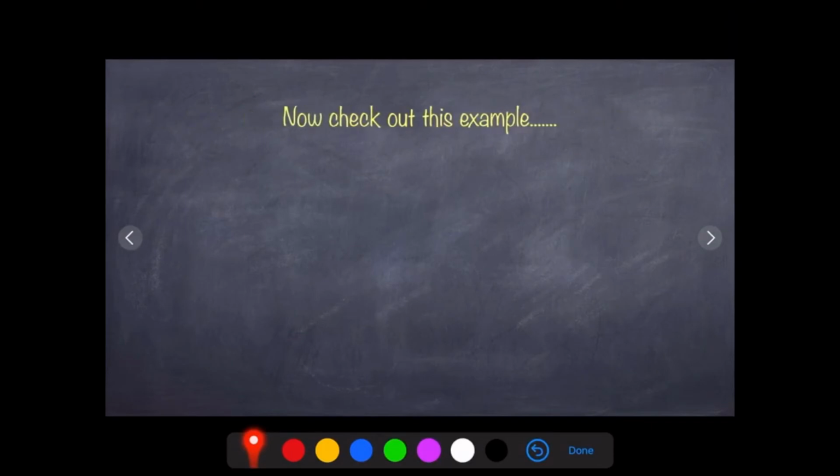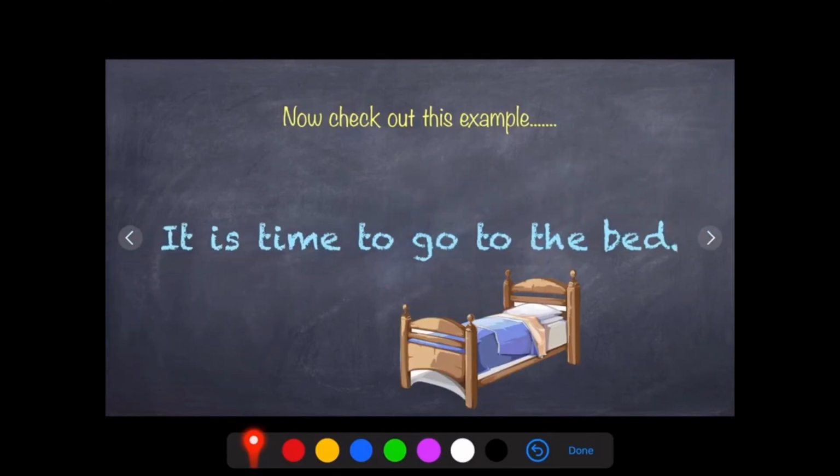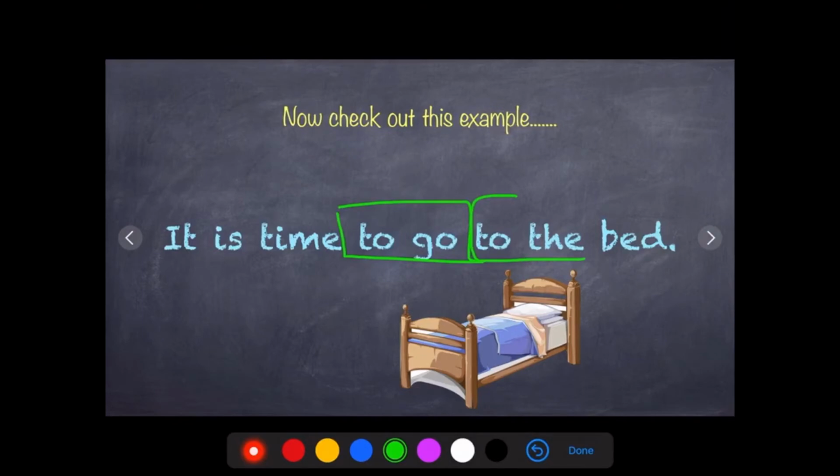Let us move forward. Now check out this example. This is kind of tricky one, I hope not, but yes, let us see. It is time to go to the bed. To go and to the. Now over here, if you see, to is used twice. Now in a sentence there can be two infinitives, but we know the formula, what it is, to plus main verb.